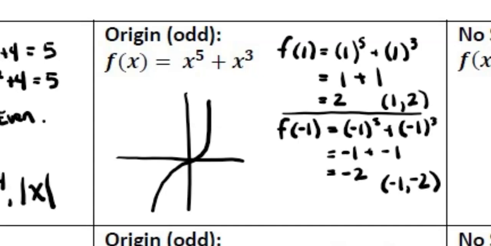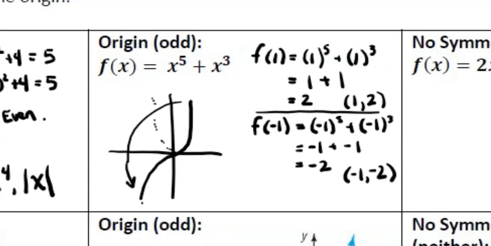And so this is an odd function, and it's said to be symmetric about the origin, which means that if I rotate this 180 degrees, it rotates onto itself. Or you can think of it as if I reflect it in the y-axis and then reflect it back on the x-axis, it reflects back onto itself.